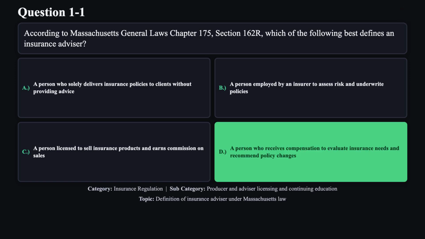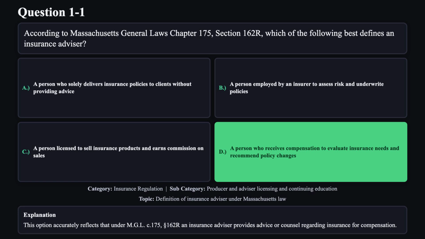The correct answer is D. This option accurately reflects that under MGL C.175, Section 162R, an insurance advisor provides advice or counsel regarding insurance for compensation.